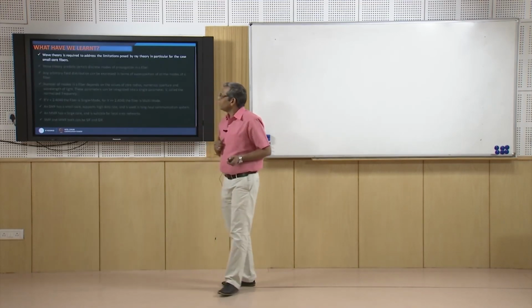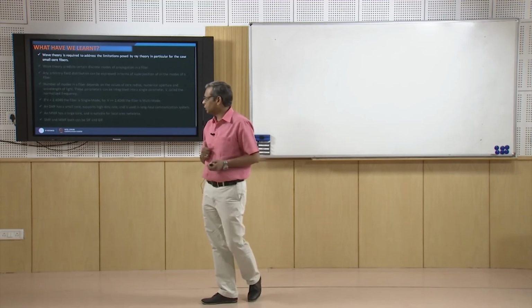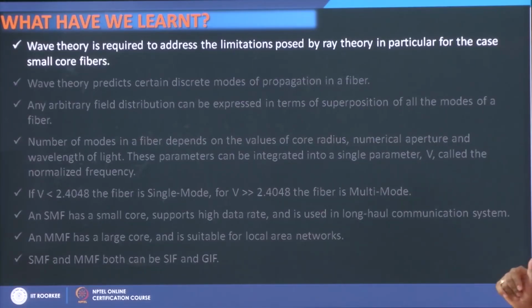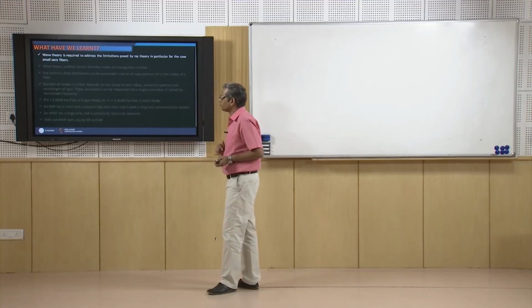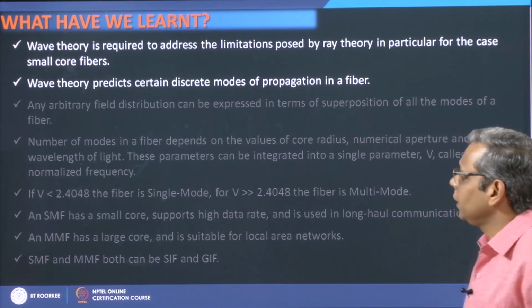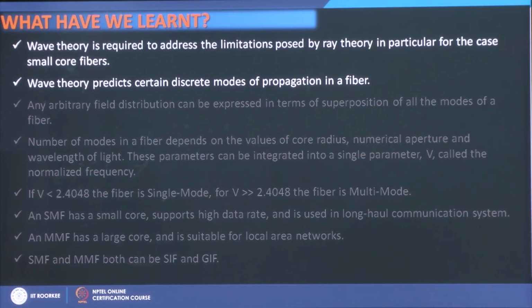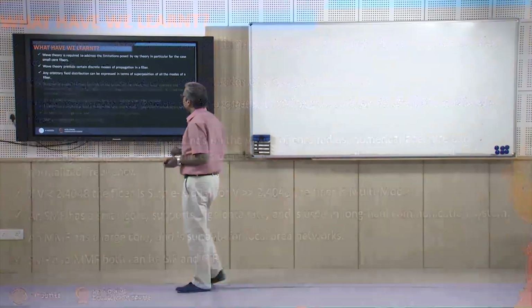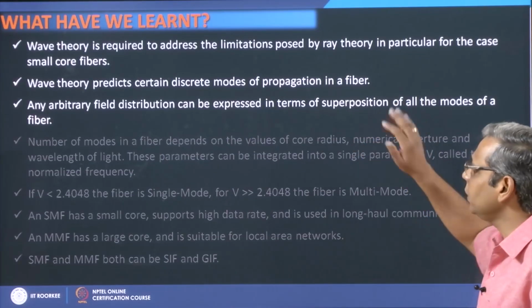So what we have learnt in this lecture: we have seen that wave theory is required to address the limitations posed by ray theory, in particular for the case of small core fibers where ray theory completely breaks down. Wave theory predicts certain discrete modes of propagation in a fiber, and any arbitrary field distribution can be expressed in terms of a superposition of all the modes of a fiber.